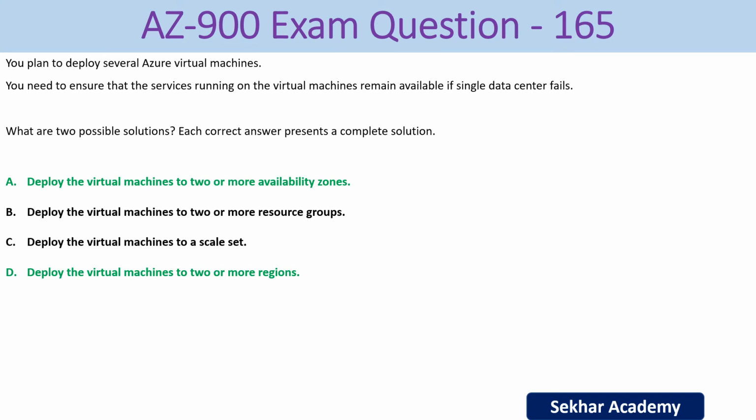So if any data center fails, what do we have in Azure? Availability zones and regions, where we will have another data center. It's a kind of fault tolerance, right? So if any data center fails, another data center will be available, so you can use those services running on the virtual machines. The right answer is A and D.